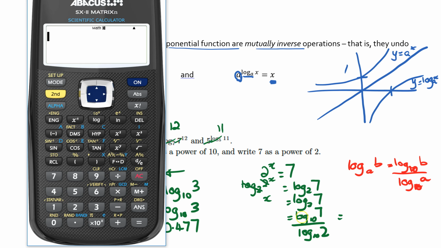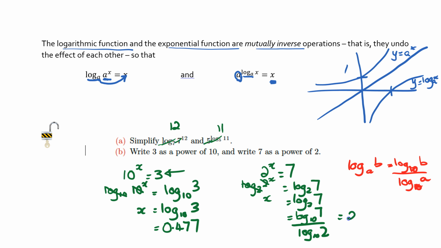So I can either literally put in log base 10 of 7 divided by log base 10 of 2, or with this calculator most of us have got, I can use that fraction key, and that will give me log base 10 of 7 divided by log base 10 of 2 equals 2.807.